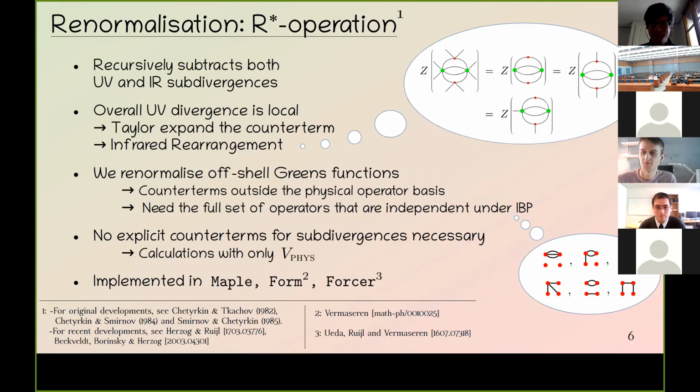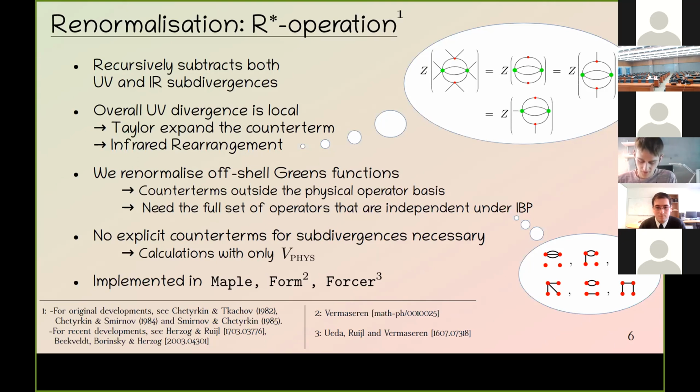Okay, we have another question from the conference room. I have a question. You subtract both UV divergence and IR divergence using counterterms, right? As I should have made maybe more clear, the counterterms are not really necessary. As in this point, I say no explicit counterterms for subdivergences are necessary. You recognize them and you just subtract them, but you don't need to have them as vertices or in your Lagrangian.